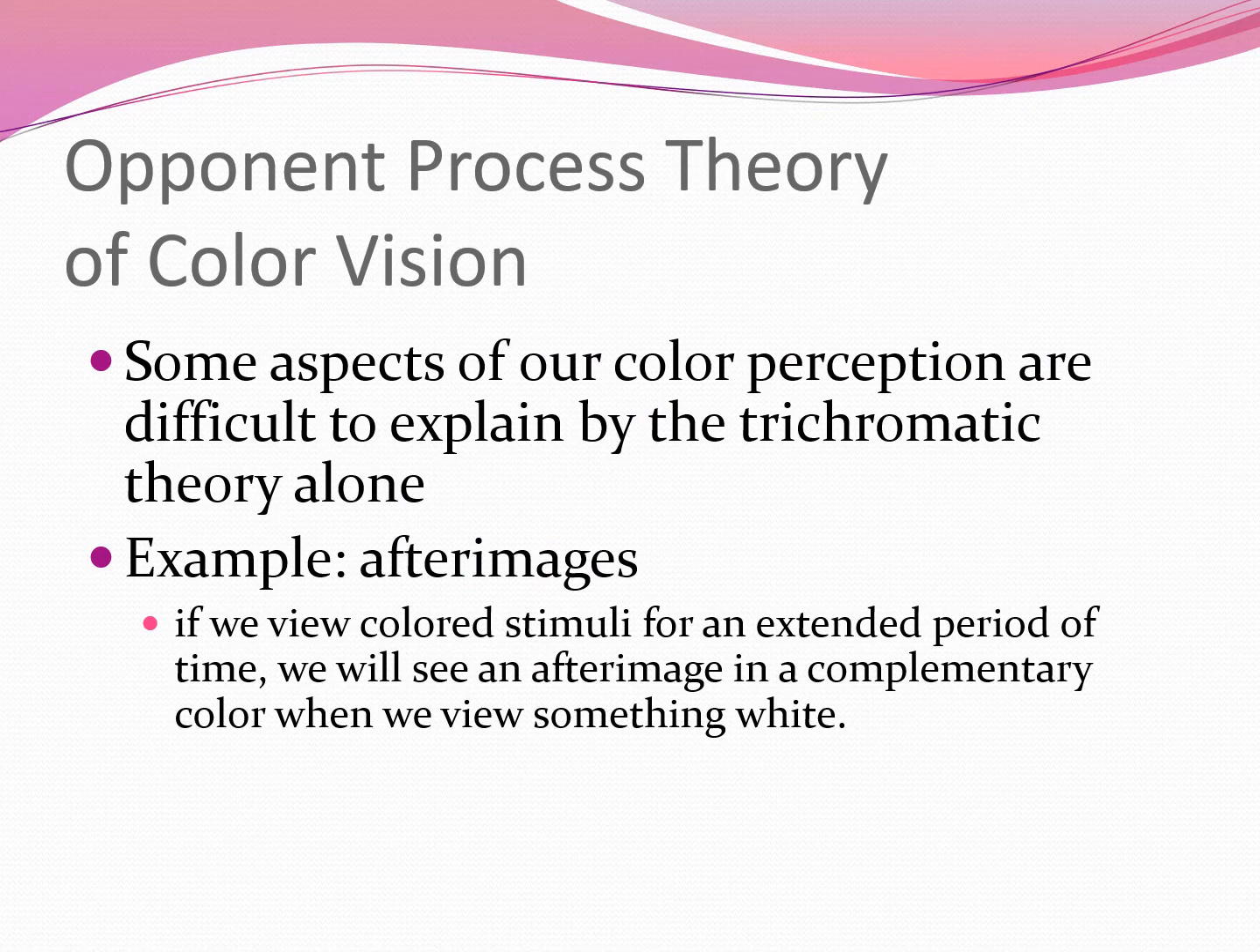So, the opponent processing theory of color vision. Some aspects of our color perception are difficult to explain by the trichromatic theory alone, right? And this is what I was talking about. There's something called afterimages, and we'll see a bunch of afterimages right now. That is one criticism of it, because it doesn't explain why we see afterimages. If we view color stimuli for an extended period of time, we'll see an afterimage in a complementary color when we view something white, right? That's the afterimage. Pretty much what it's saying is the different colors are paired with something, so if you exhaust one color, you're going to see the opposite color.